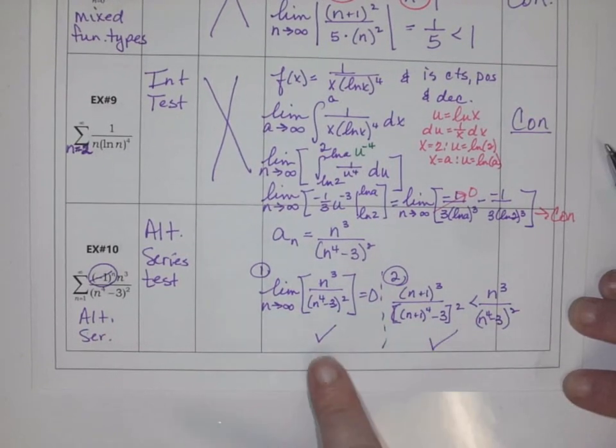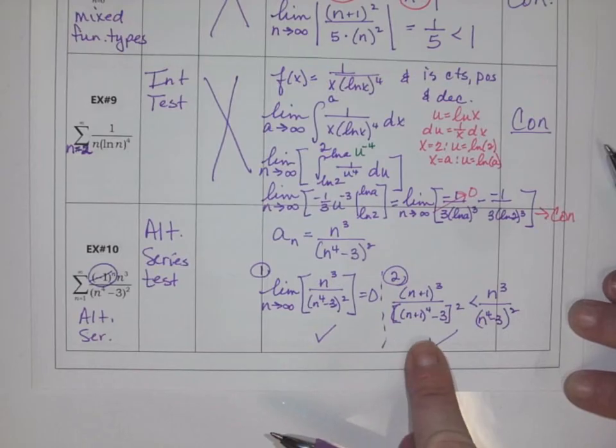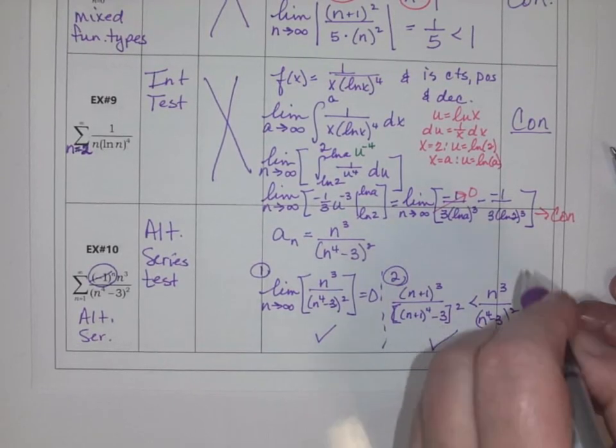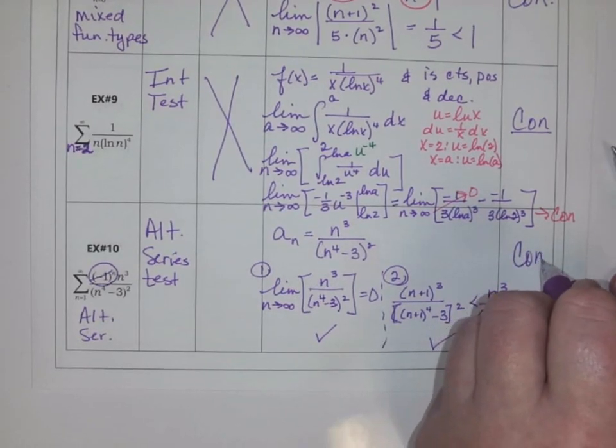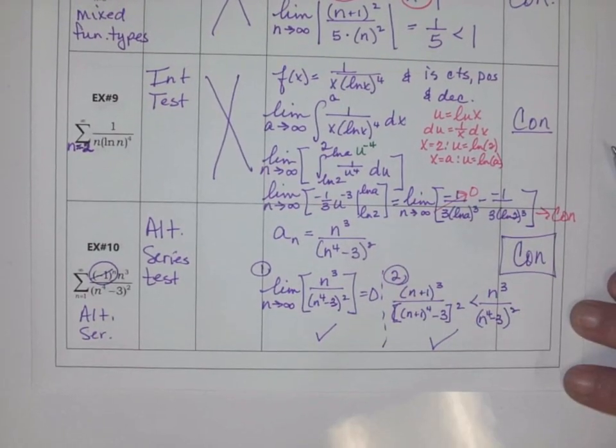And normally, if you can get it to equal 0, then the second one is just a formality. Okay, you just have to write it. All right, so both conditions are met, so we're going to say that we converge. Okay? All right, just a couple more.